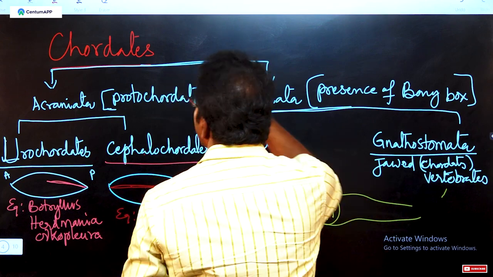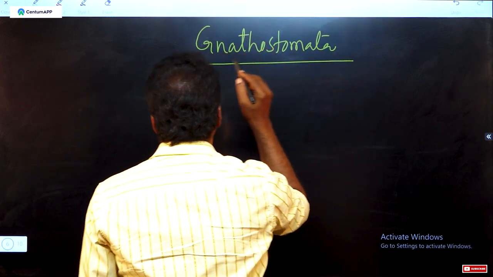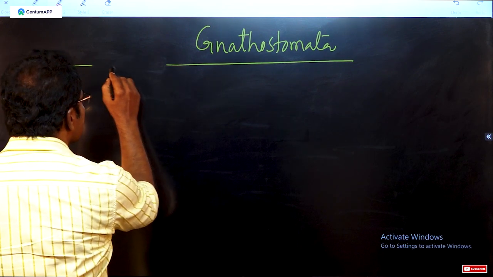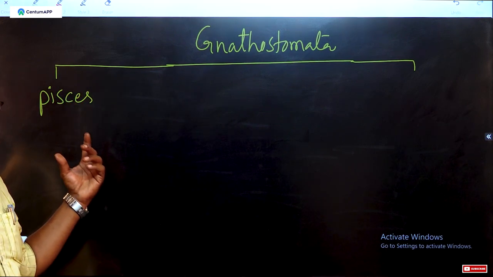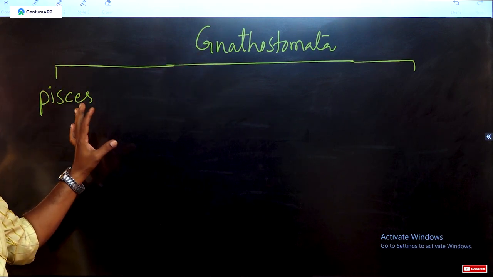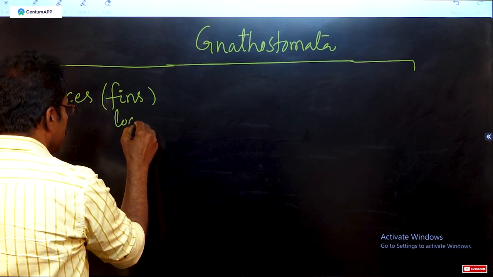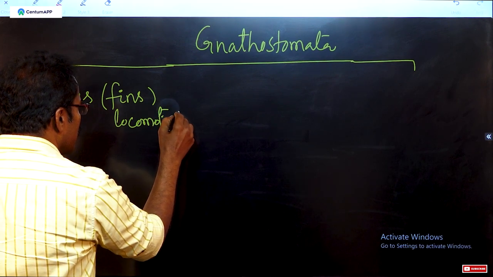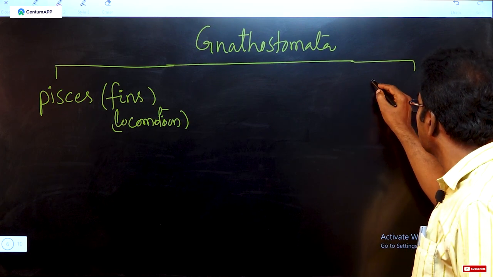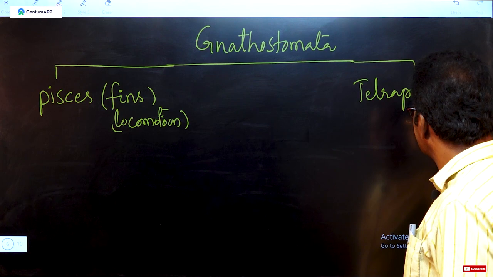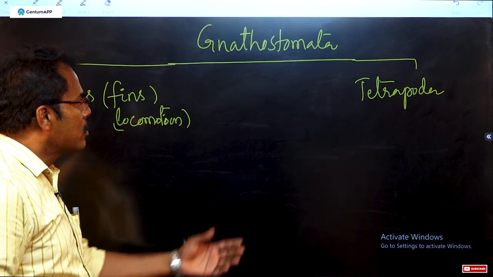Okay, next, Gnathostomata. Gnathostomata means presence of jaws. In this group, animals are classified into two groups. All fishes are included in the Pisces, and in Pisces they do not have limbs, they will have only fins for locomotion. So based on locomotor organs, the Gnathostomata are classified into two groups: finned organisms like Pisces, and those having limbs are called tetrapoda. Tetra means four, poda means legs. If they have four limbs to move, to walk, to run, to jump, they are called tetrapods.